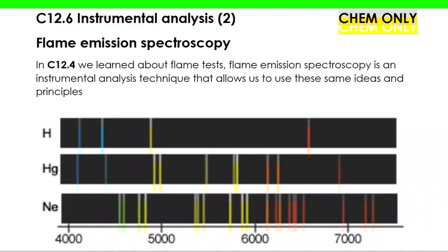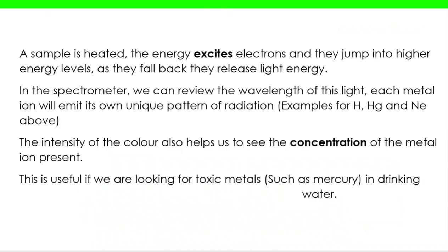So we're going to finish by looking at flame emission spectroscopy. Now, we looked at flame tests earlier within this chapter. We could see there were specific flame colours for specific elements. This takes it a step further forward, and you need to be familiar with some of the principles that we're talking about here. So we heat a sample, and what that does is actually excite electrons.